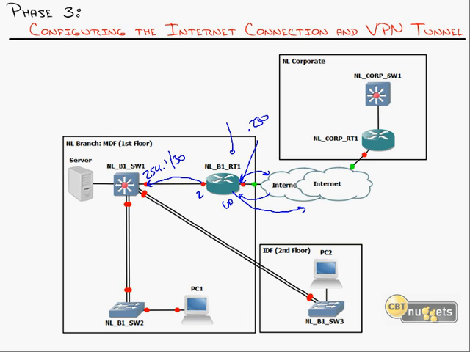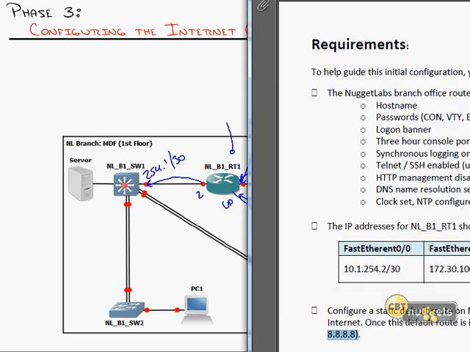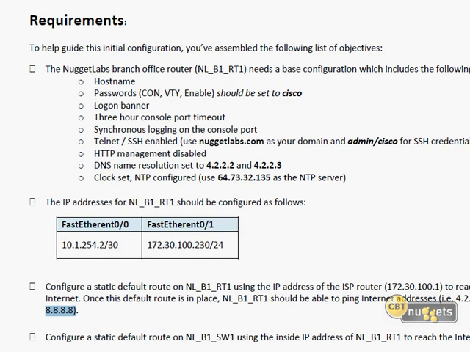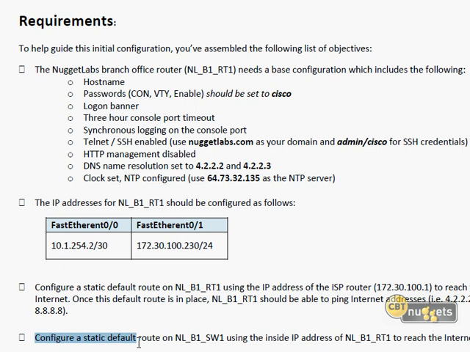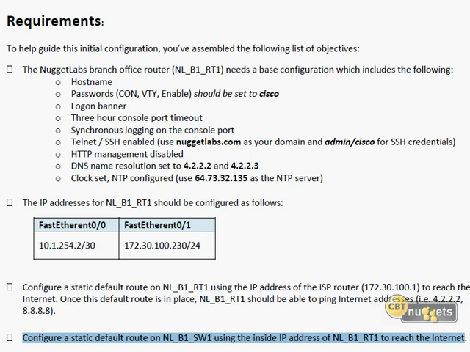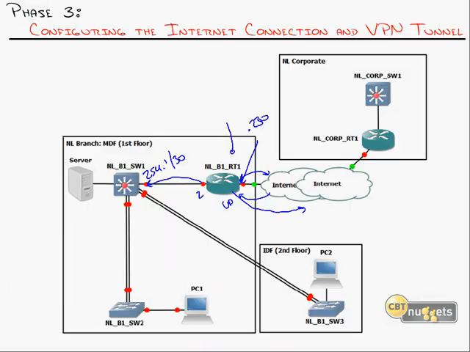Excellent. So let me see where we are. We are actually at a good point to divide, but let me do this one more thing. Configure a static default route on switch 1 using the inside IP address of router 1 to reach the internet. Now it's saying, let's go to this switch. So this guy has a static default route to reach the internet. Let's go to this guy and create a static default route to router 1, saying go here to reach the internet. Let's do that, and then we'll break.